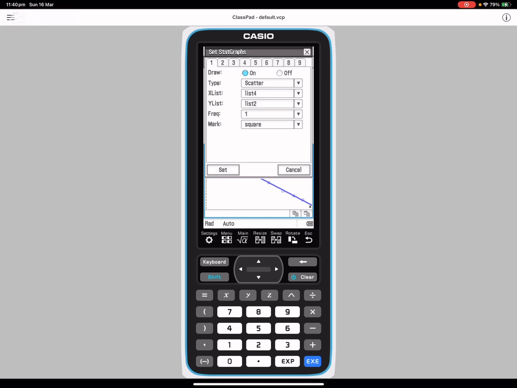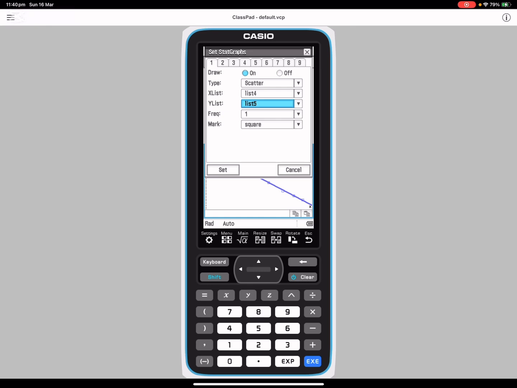Remember with a residual graph, whatever you use as the x value or in the x list has to be the same. So the x list for both your graph, your original scatter plot, either transform or original, and then your residual of that data has to be the same. Now, for the residual plot of the transform data, I need my residual values for the transform data on the Y list, which I put in list 5.